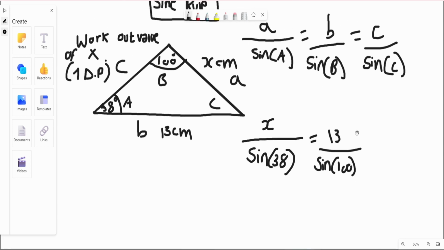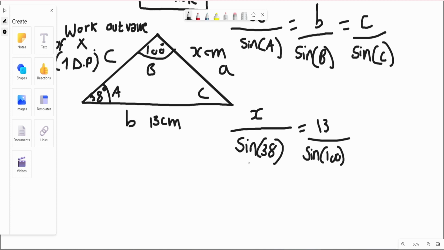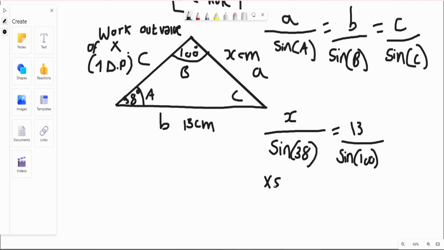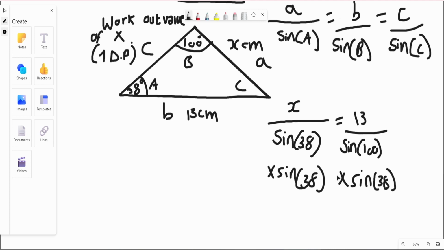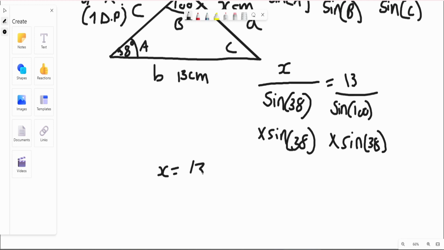What we'll do is we'll times both sides by sine of 38 to get rid of this denominator and to leave x on its own. So let's do that. Times by sine of 38 on both sides, which will give us x is equal to 13 sine of 38 divided by sine of 100.